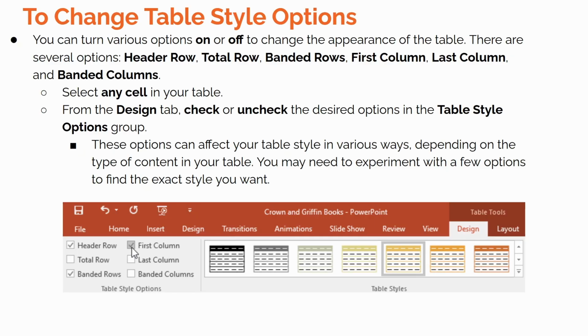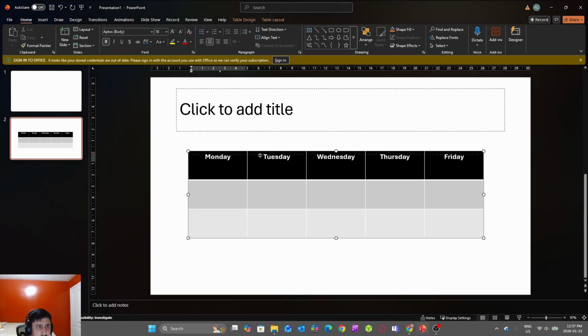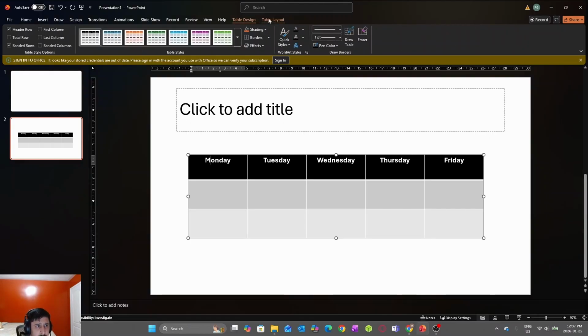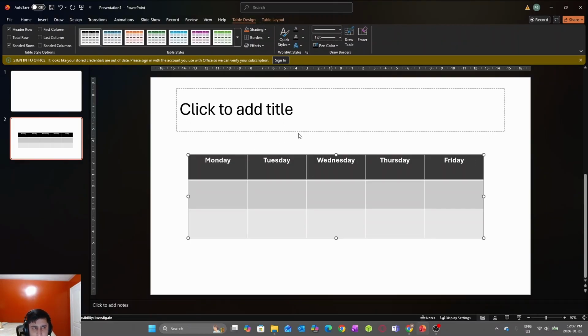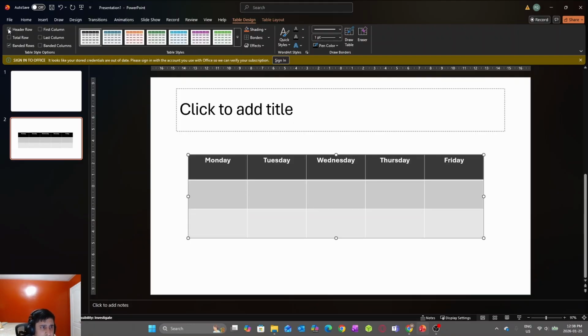Right, well, hopefully we understood. Let's break these down one by one. Let's just look at it. So we go here, we go to header row, right? If we uncheck this, it removes the header row. So the header row distinguishes, okay, this is the topmost row.